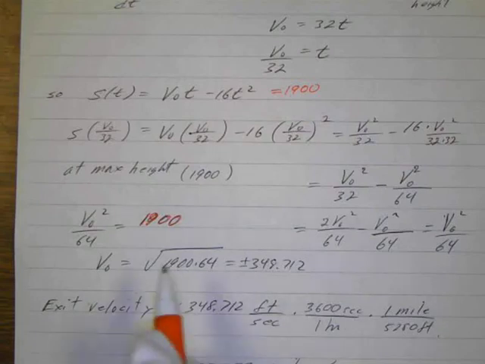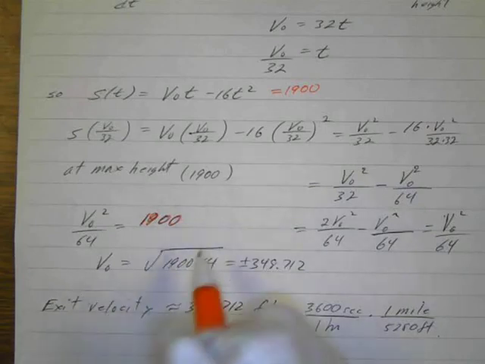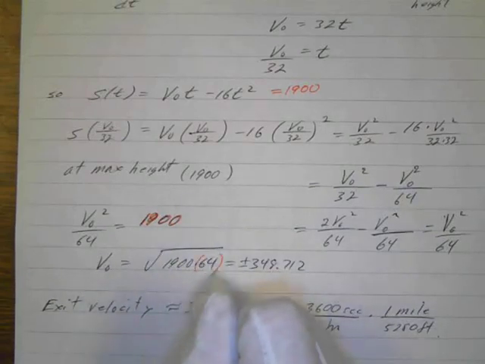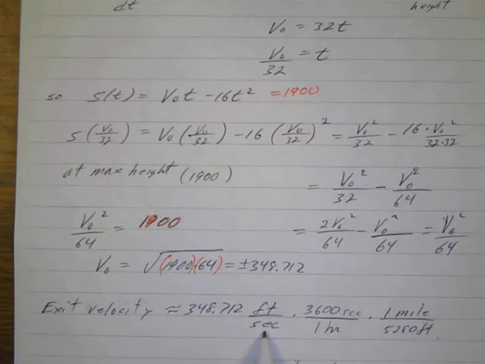And if I multiply both sides by 64 and then take the square root, I have v sub 0 equals the square root of 1900 times 64. That's a times, not a point. And that ends up being plus or minus 348.712, and that's going to be feet per second.